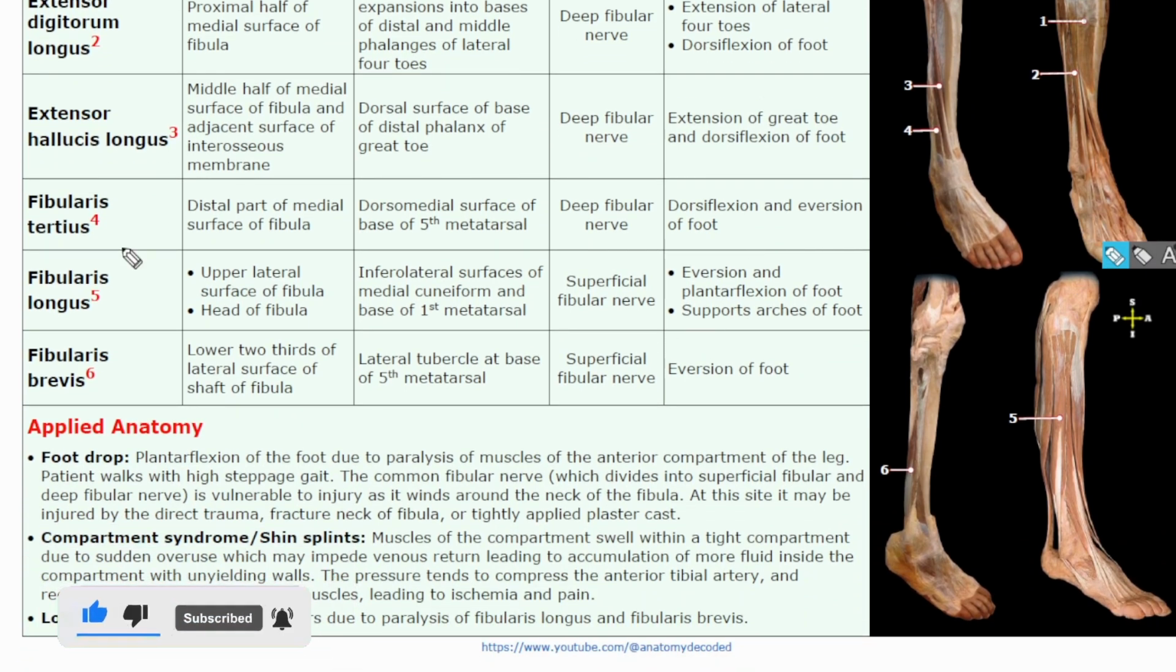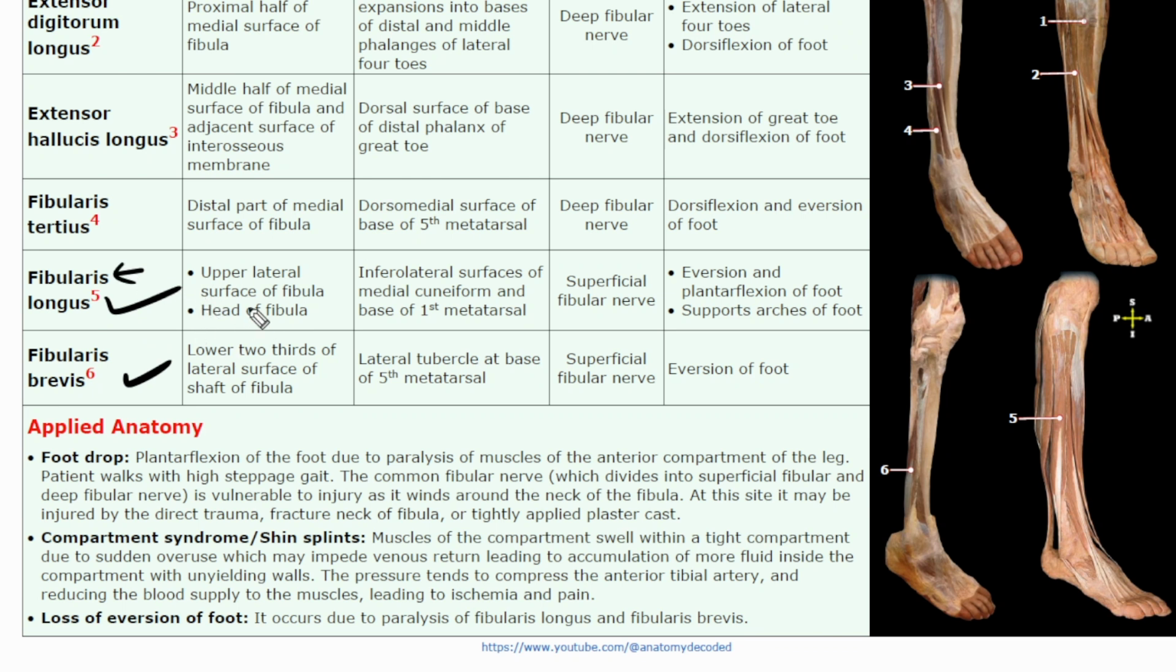Okay, so those are fibularis longus and fibularis brevis, also referred to as peroneus longus and peroneus brevis. Peroneus is an old word, fibularis is the new word which is used in standard textbooks. Fibularis longus arises from the upper lateral surface of the fibula as well as from the head of the fibula. Insertion, it is going up to the inferolateral aspect of medial cuneiform and base of first metatarsal.